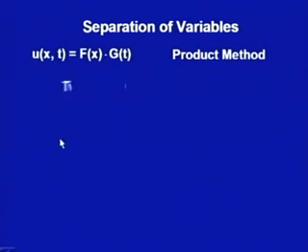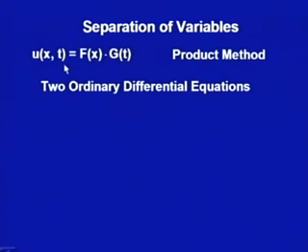Now, if I assume it like this, then our partial differential equation will change to two ordinary differential equations, and we would be able to solve those two equations separately and put our side conditions in to get the unique solution of that problem. How are we going to do it? Let us see.